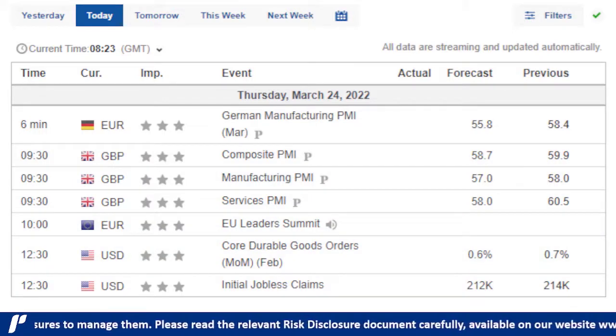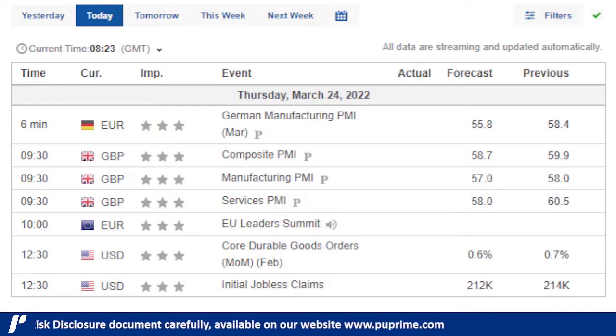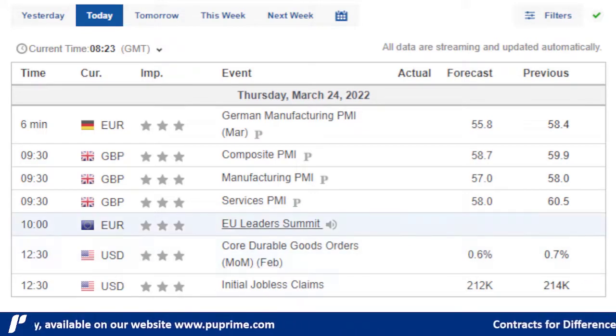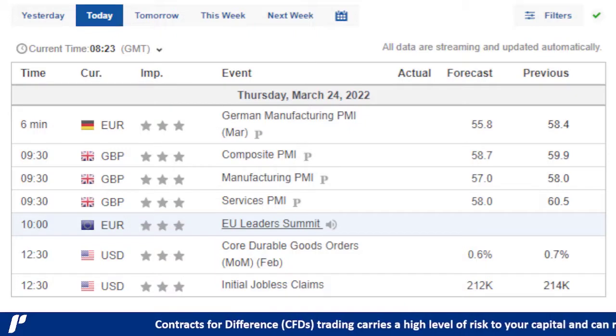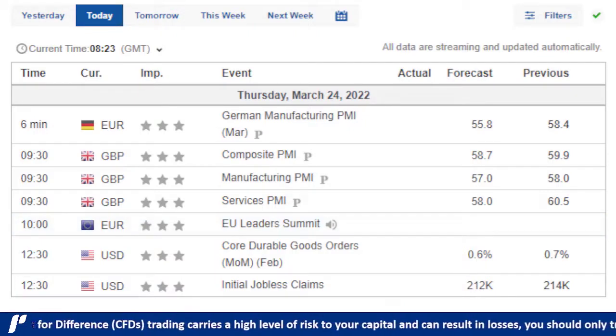Basically, all of the data that we are expecting today aren't as important as they normally would be. However, we will be watching closely the EU Leaders Summit that starts today and will end tomorrow, because they will be addressing the recent geopolitical tensions. So this is the main thing that we will be focusing on today on the economic agenda. And let's quickly have a look on the charts.